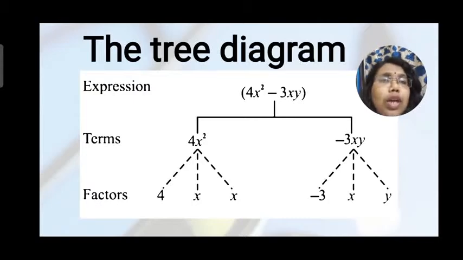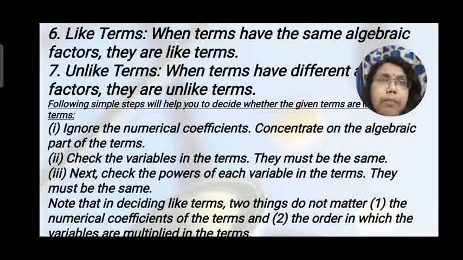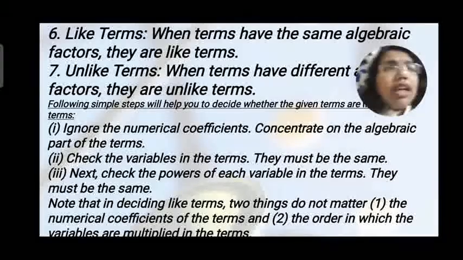Now 4x squared: what are the factors involved? There is 4 and there's x squared, that is, x squared means there are two x's involved. So 4, x, x, these are the factors. Now minus 3xy. Here there's a coefficient, that is minus 3, and then there is x and then there is y.